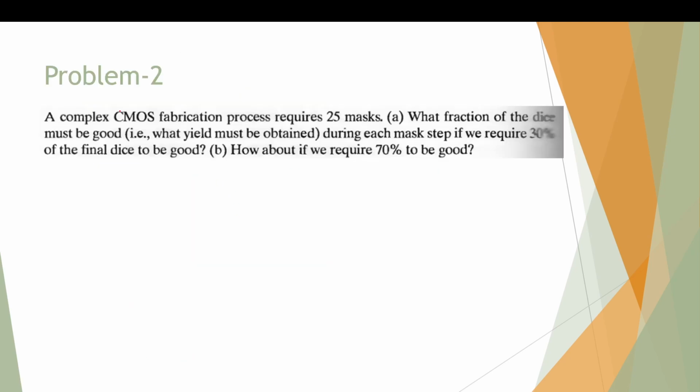Thanks. A complex CMOS fabrication process requires 25 masks. What fraction of the dies must be good, that is what yield must be obtained during each mask step if we require 30% of the final dies to be good? How about if we require 70% to be good?